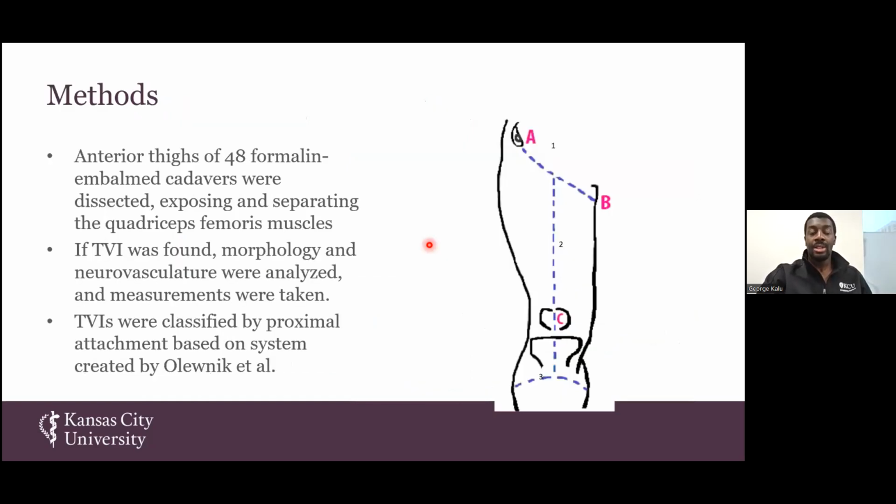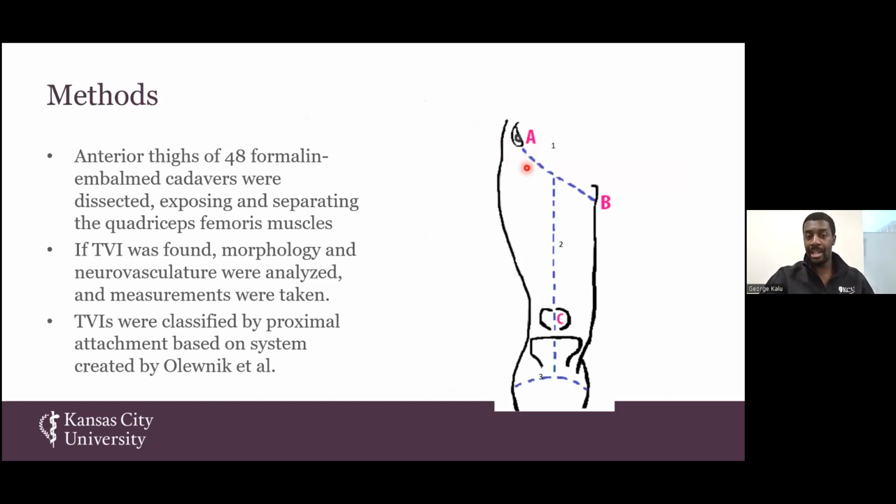Okay, so as we can see based off of all the studies, there's a lot of variation in the prevalence based on the study that you're looking at and where it's found and how it's found. And so my study was trying to see if we could identify it and look at the different morphologies of it. So what I did was I dissected 48 lower limbs between the Joplin campus and the Kansas City campus's anatomy labs and exposed the quadriceps muscles.